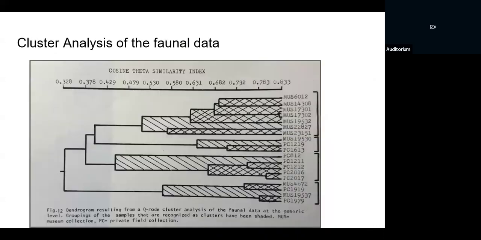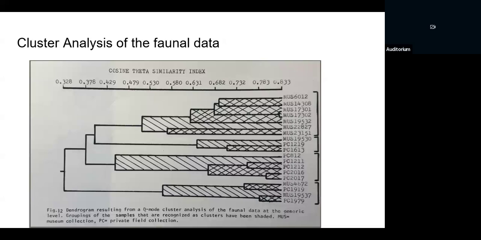So basically what I did was I had all the data on these bivalves or these mollusks, and I put them into a large database. And what I did was I ran a cluster analysis. I'm not going to go into a lot of detail about this, but basically what the cluster analysis does is it looks at similarity between the samples, and it groups them together.